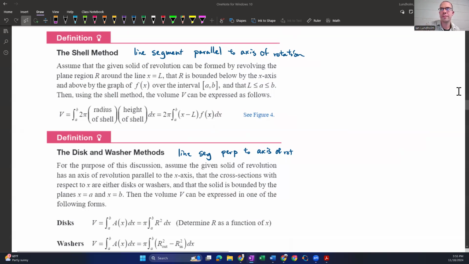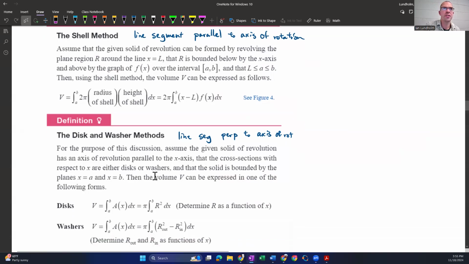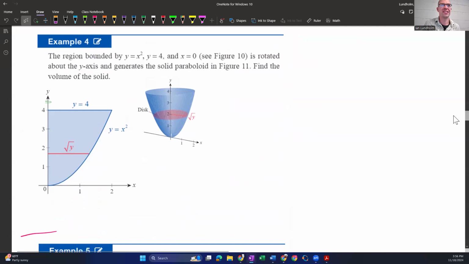And so, yeah, this is the book's method. When it reverts to the disk method, that means it doesn't have a hole in the middle. Washers have a hole in the middle, so an inner and an outer radius kind of a thing. So that's pretty cool. I think that we have time for maybe one example, and then I think we can be close to being done.